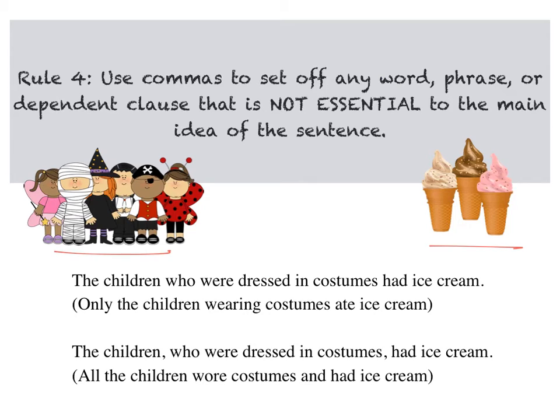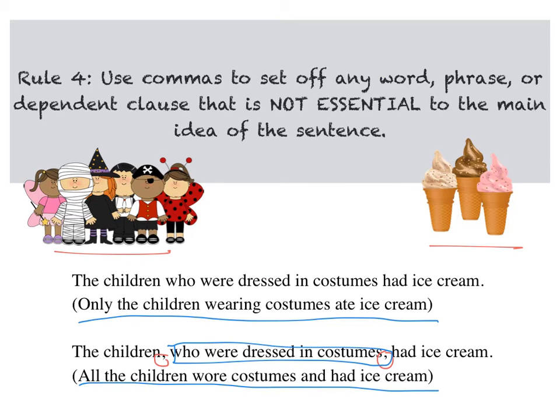In the second sentence, there are a couple commas that have been added, and these commas essentially change the meaning of the sentence. The children, who were dressed in costumes, had ice cream. Essentially what these commas have done is they've eliminated this portion of the message as being the core piece. In the first sentence, only the children wearing the costumes ate the ice cream. In the second sentence, all of the children wore costumes and had ice cream.